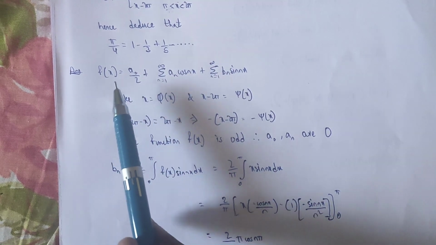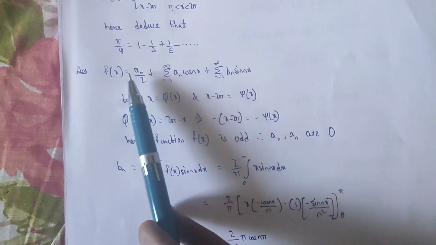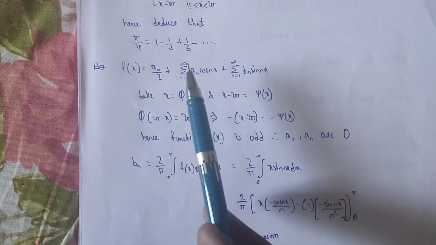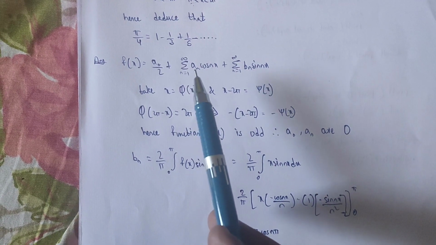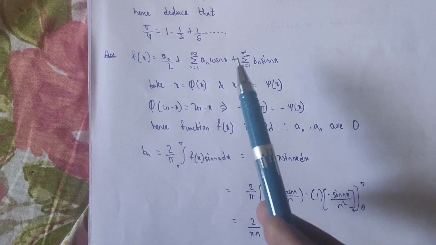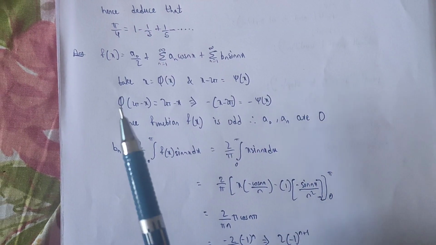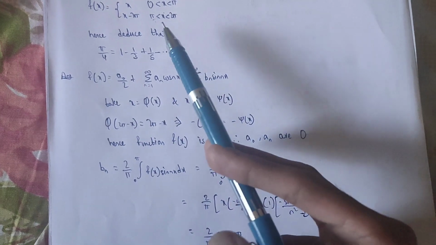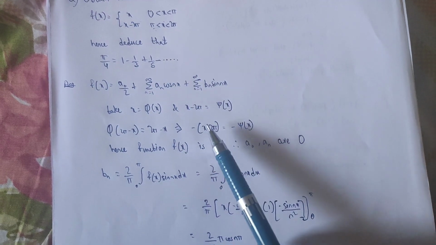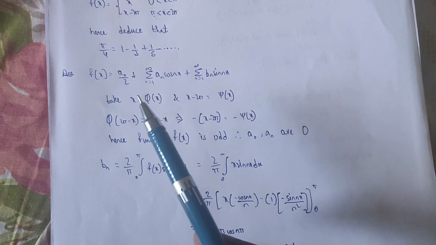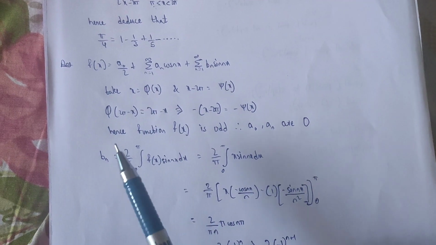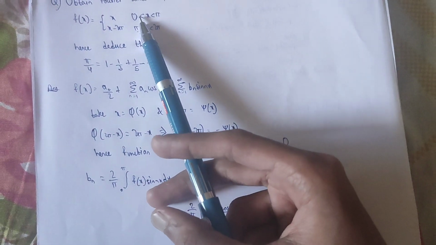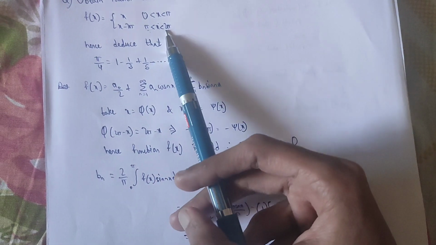So we solve this. We know by the formula of Fourier expansion, f of x equal to a0 by 2 plus summation of 1 to infinity an cos nx plus summation of 1 to infinity bn sin nx. We take the first function x as phi of x and x minus 2 pi as psi of x. This is to check whether the function is even or odd. To check whether the function is even or odd, we need to look at the limits. So the limit of the function is 0 to 2 pi.